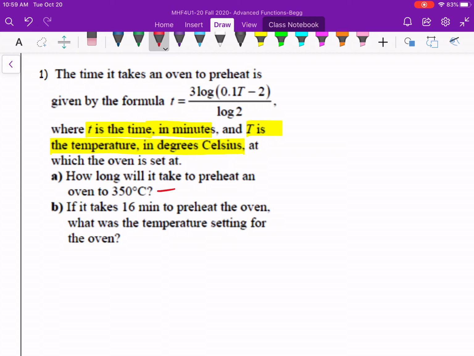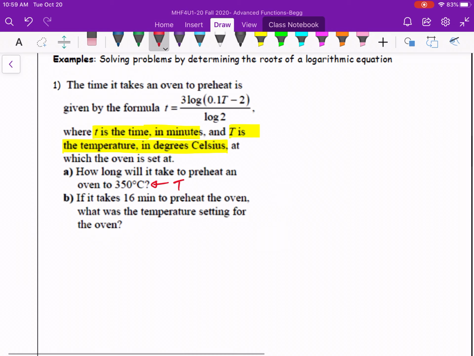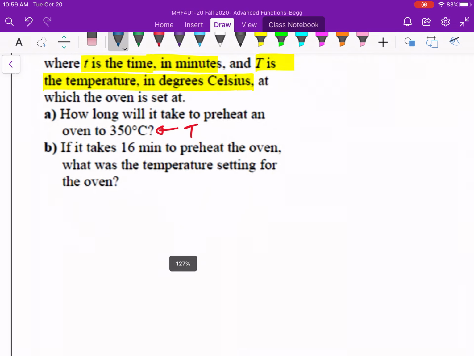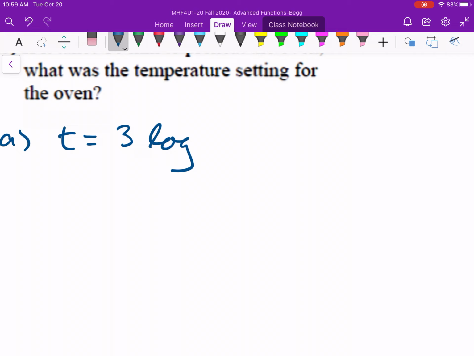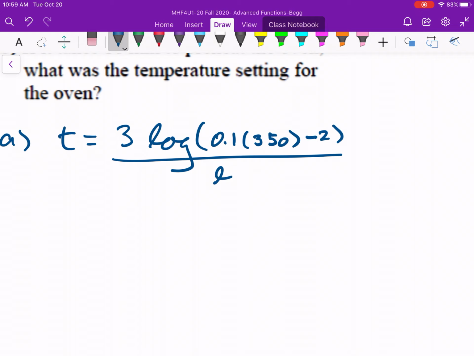That is giving us big T, and we have to find little t. So in other words, we can just use the formula exactly as given. Little t is going to equal 3 log 0.1 times 350 minus 2 all over log 2. 350 times 0.1 is 35 minus 2. So we can simplify that a bit.